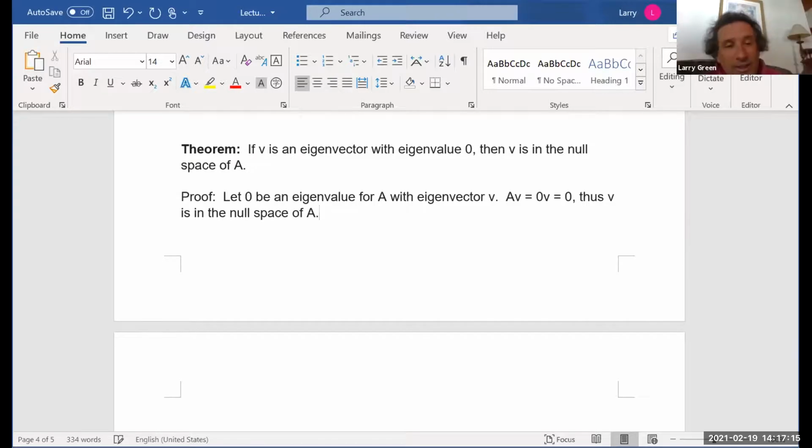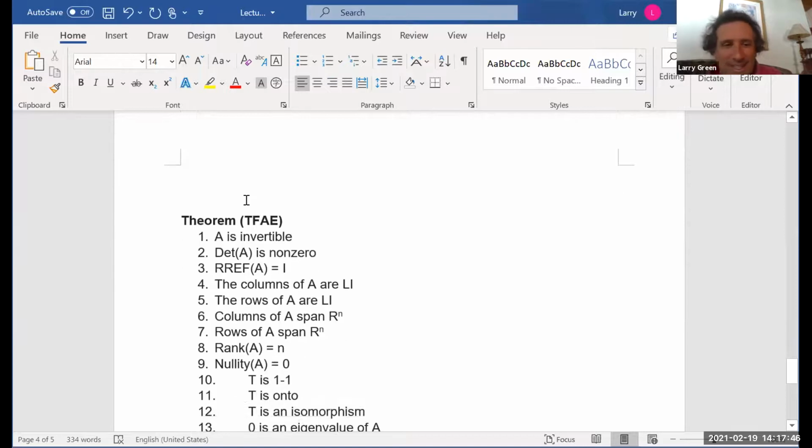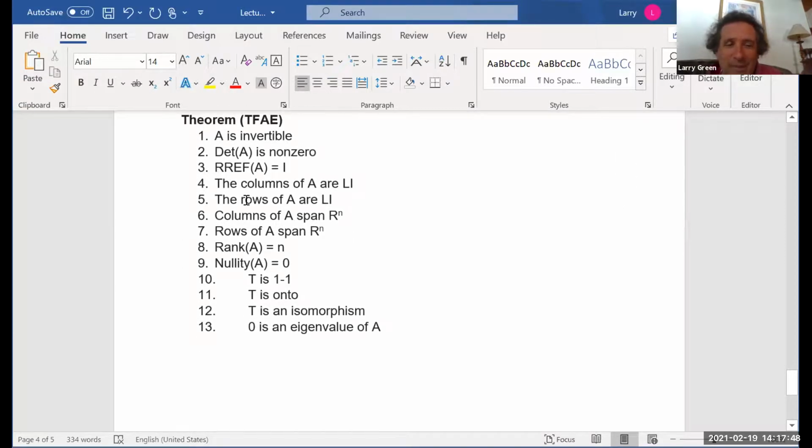Okay, and if you like kernel, you can say kernel instead of null space. That's totally up to you. Any questions? Isn't that beautiful and easy? So the eigenvectors corresponding to the 0 eigenvalue are the null space. Okay, so that tells us the TFAE, and the TFAE, by the way, I copied and pasted. I don't know if you remember, but we had 12 of them before. Now we have 13.